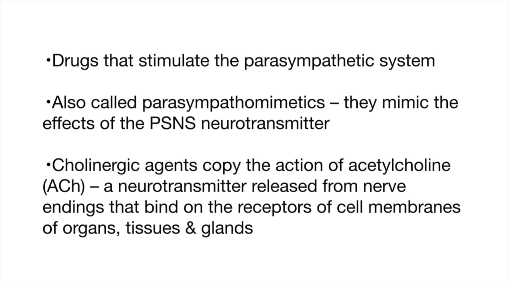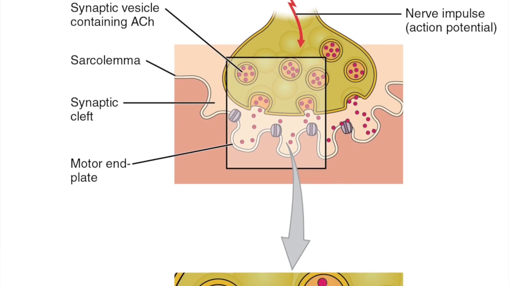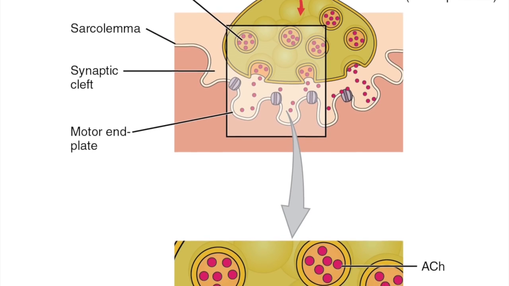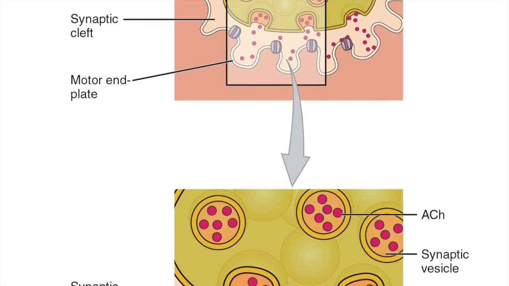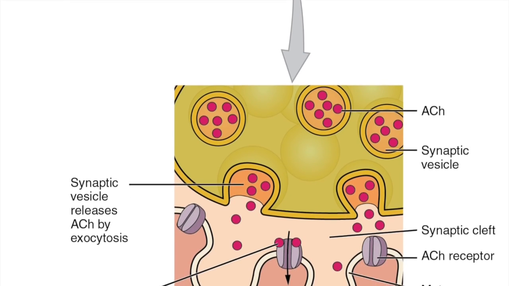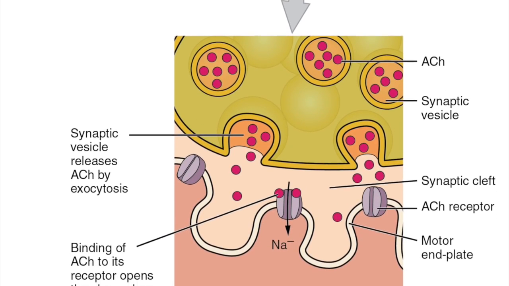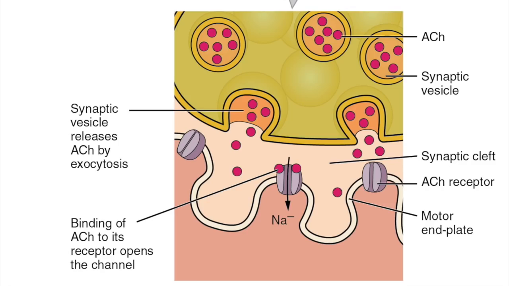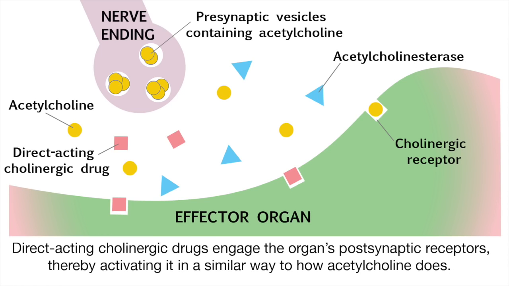Cholinergic agents are drugs that stimulate the parasympathetic system. They are also called parasympathomimetics. They mimic the effects of the PSNS neurotransmitter. Cholinergic agents copy the action of acetylcholine, a neurotransmitter released from the nerve endings that bind on the receptors of cell membranes of organs, tissues, and glands. There are two types of cholinergic drugs, direct-acting and indirect-acting.